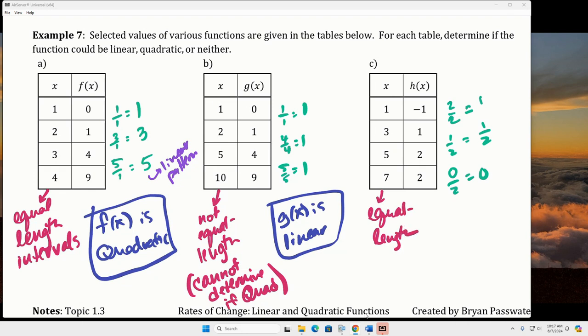All right, so my input values do have equal length intervals. They're going up by 2 each time. So it can be any of the 3 answers. And so you should get 1, 1/2, and 0. Is that a linear pattern? What are you adding each time? 1/2, good. And so what type of equation is this? Quadratic.